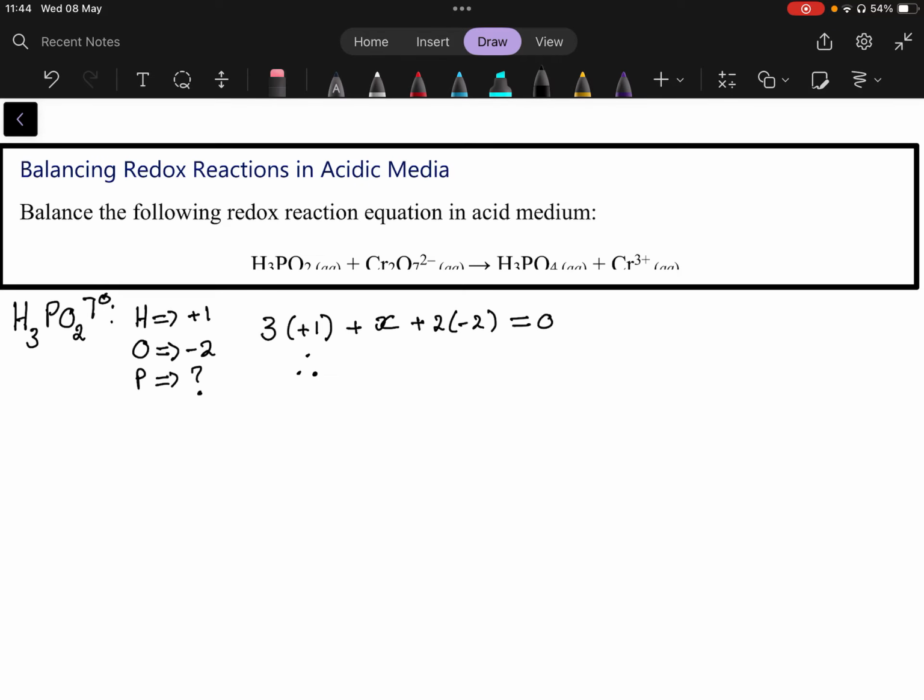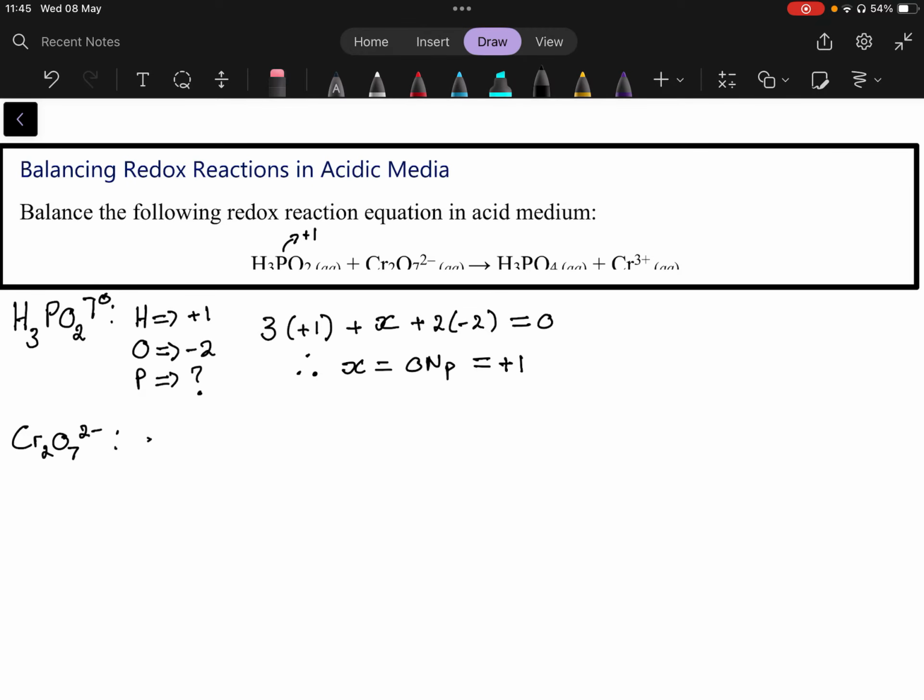So this all should sum to 0. And therefore you get 3 minus 4, and then you should get that phosphorus, this X, which is equal to the oxidation number of phosphorus, is equal to +1. So maybe indicate to yourself that this is +1. We do the same for the chromium, Cr2O7 2-.